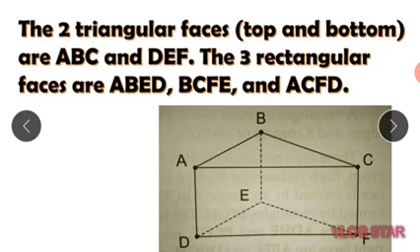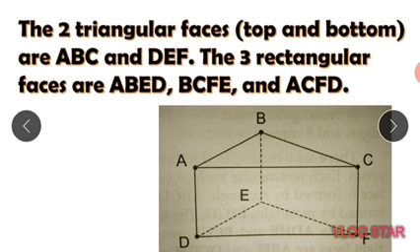So let's proceed to two triangular. Okay, this one is a triangular prism. First, let's identify the two triangular faces. So the two triangular faces of this prism are triangle ABC and triangle DEF. Okay, these are the triangular faces.